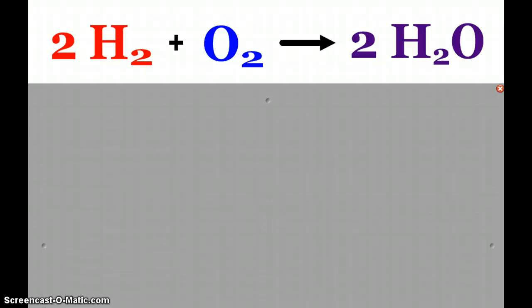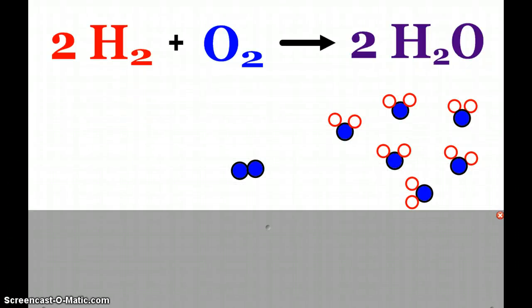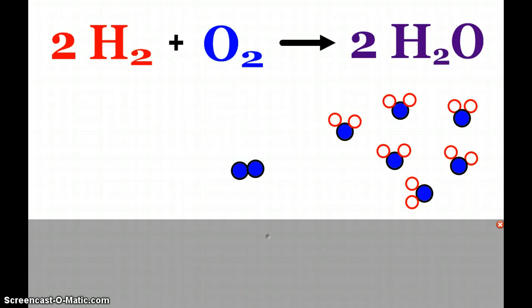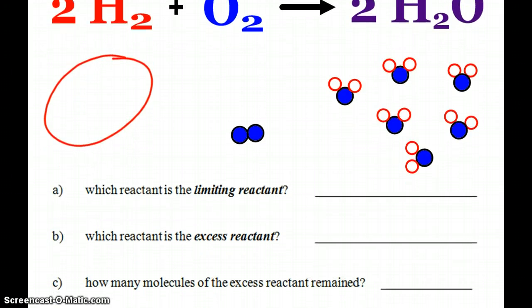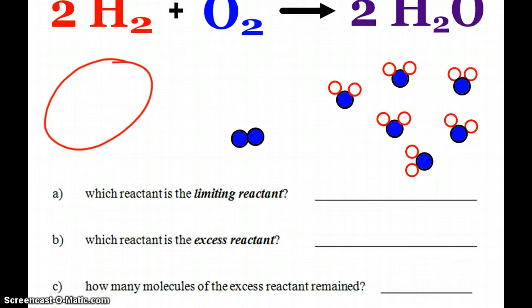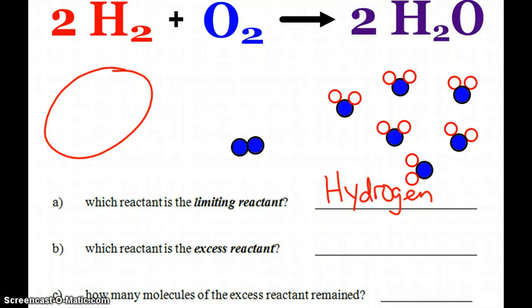So hopefully you paused the video and drew those water molecules, and what you're going to see is that you should have been able to make 6 of those Mickey Mouse water molecules, and you had to stop. Why? Because we ran out of hydrogen. So when we look, the question says which reactant is the limiting reactant? Well, that would be hydrogen. Why? Because we had to stop making water because we ran out of hydrogen. It limited our production. By default then, which reactant is the excess reactant? That would be oxygen, because we still have some left.